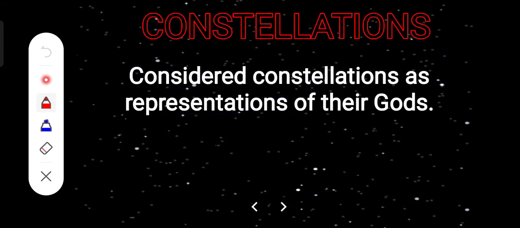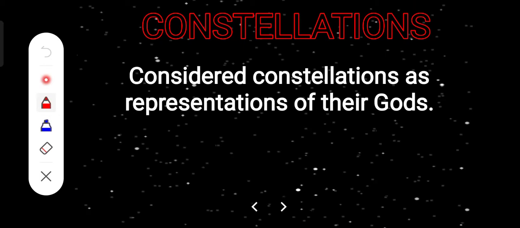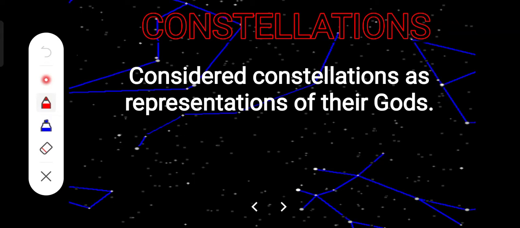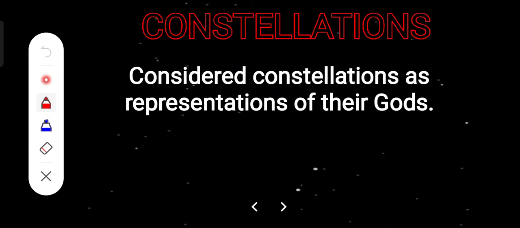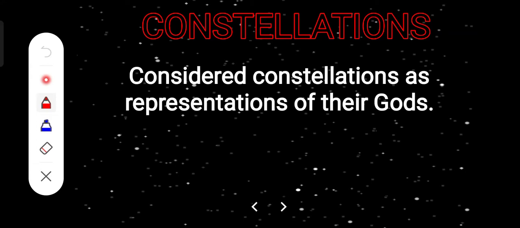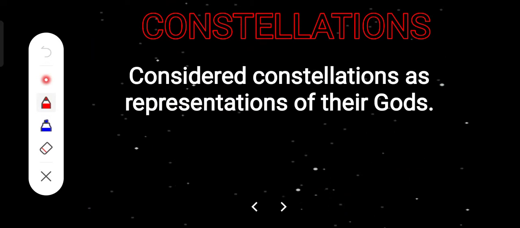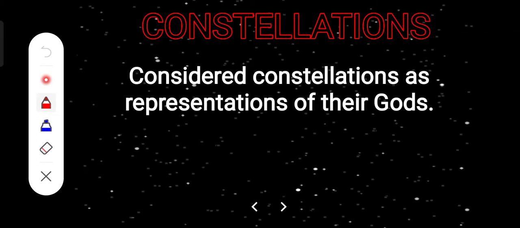Next is for the constellation. They considered constellations as representation of their gods. So, we all know that constellations have different patterns and shapes. So, dito, they believe that once a constellation appears in the sky, it will symbolize something. So, for example, if the constellation of the god of death, rebirth, and afterlife appears, it means that someone will die, someone will be reborn, someone will enter the afterlife. Okay?